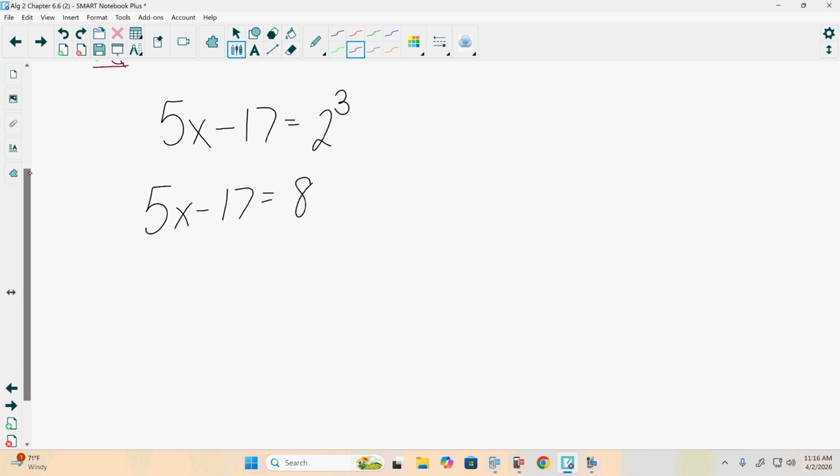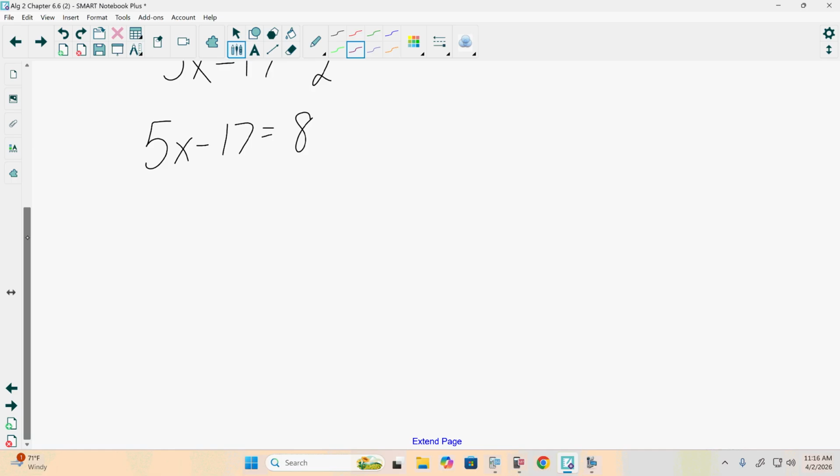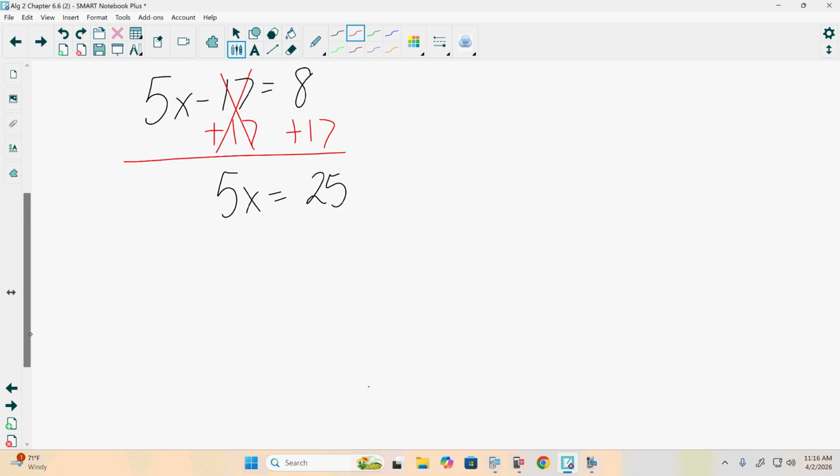We've gotten the variable out of the logarithm. We've gotten it out. Now we need to solve for x. We need to get the variable by itself. Now, because the variable is not a quadratic, we don't have an x squared. First thing we can do is add 17 to both sides. Telling us 5x is equal to 25. Then we would divide by 5.